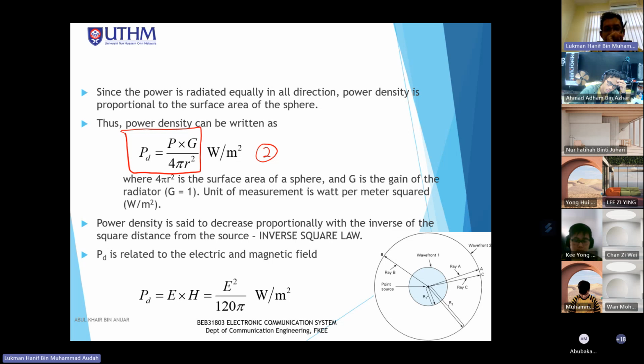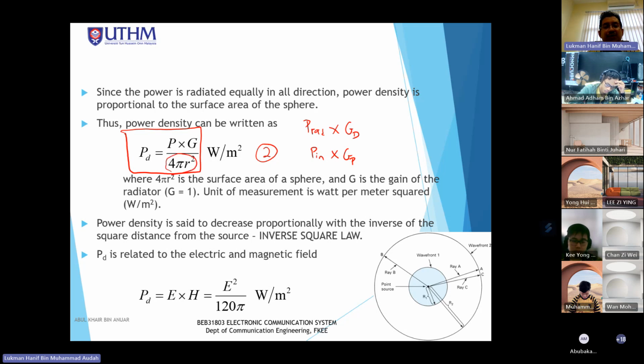Okay. So P times G, as I said, either we can use P radiation multiplied with directivity gain GD, or P input multiplied with GP. Okay, the combination of P and G. Okay, so you see that we divide with 4 pi r square.